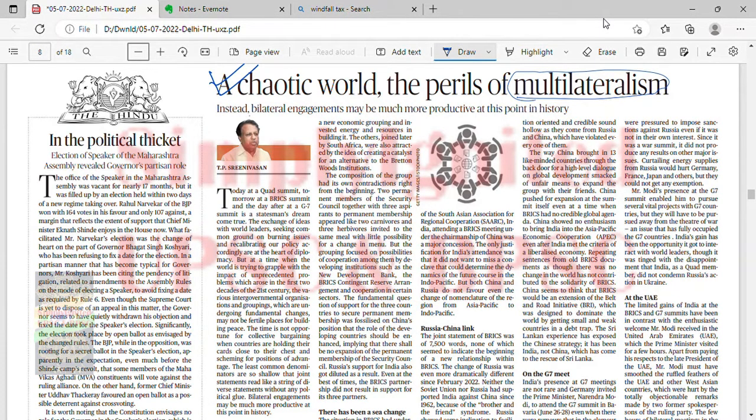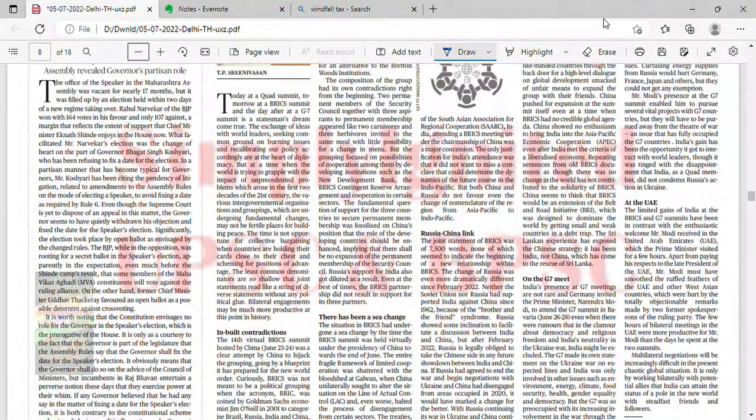Instead, bilateral engagements may be more productive at this point in history. Yes, it may be true. Today at the Quad Summit, tomorrow at the BRICS Summit, and the day after at the G7 Summit is a statesman's dream come true. The exchange of ideas with world leaders seeking common ground on burning issues. But at a time when the world is trying to grapple with the impact of unprecedented problems which arose in the first 2 decades of the 21st century, the various intergovernmental organizations and groupings which are undergoing fundamental changes may not be a fertile place to build inner peace.